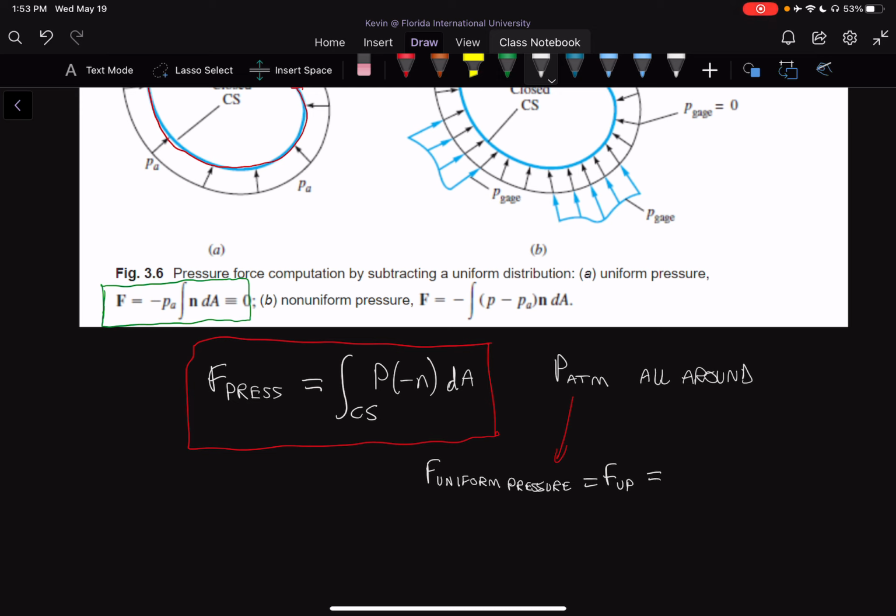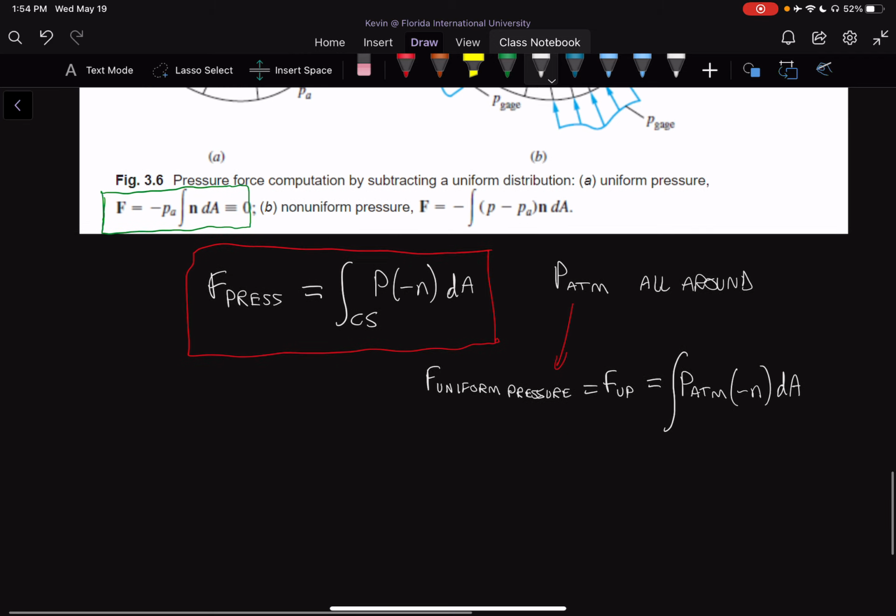And do not confuse that with force up. It's just FUP is equal to the integral of P atmosphere in the negative n direction times dA. And since pressure atmosphere is constant, we can take P atmosphere out of the integral. So we have minus P atmosphere times the integral of n dA.